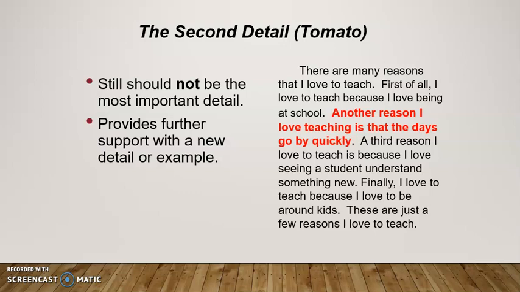Let's take a look at this example, the sentence: "Another reason I love teaching is that the days go by quickly." In this sentence, the writer gave another reason why she loves teaching. So the reason is that the days go by quickly. As you can see in this sentence, the writer uses a transitional word like "another reason." The word "another" is a transitional word.